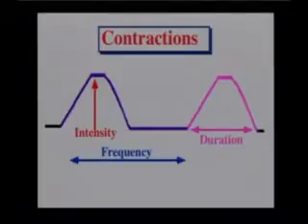If you look at the picture up here, you see that frequency is from the beginning of one contraction to the beginning of the next. It includes one full contraction. Now, duration is the length of one contraction. We usually measure frequency in minutes, duration in seconds. Now, intensity is the strength or intensity of the contractions.